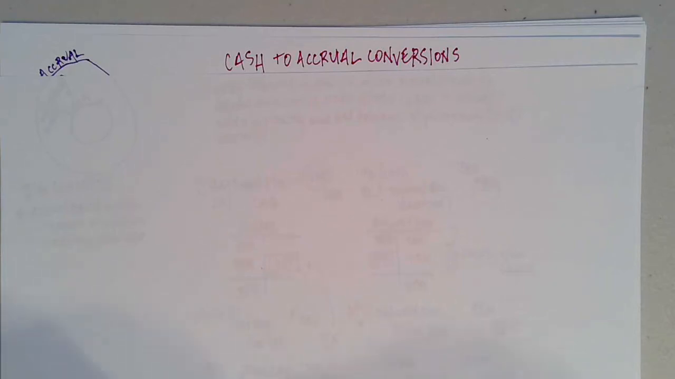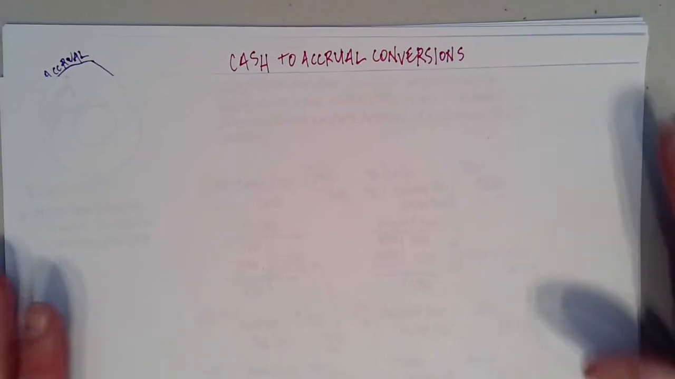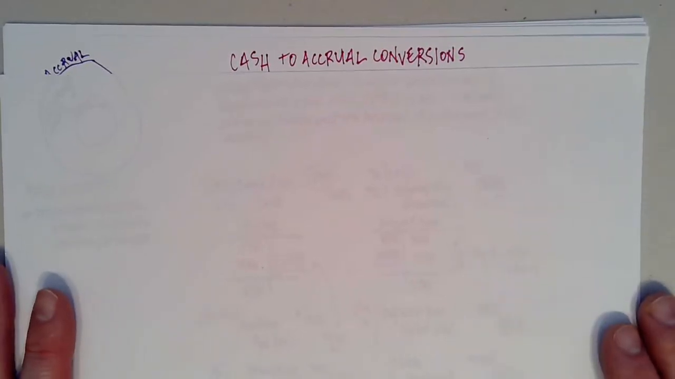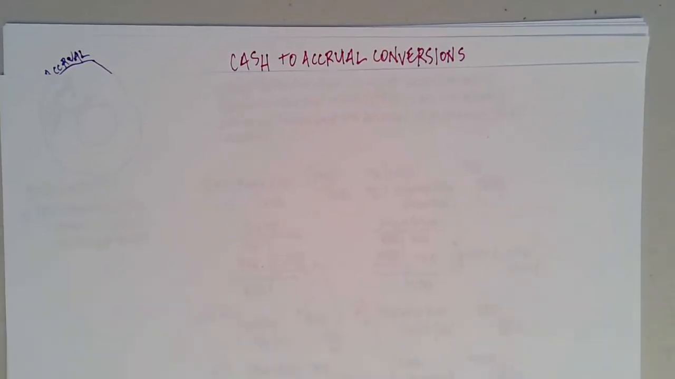So this week we're talking about cash to accrual conversions. Now, this might sound like we're converting from a cash basis system to an accrual based system, but that's not really what we're doing. All we're doing is working entirely within an accrual system. However, we're using cash information to determine what accrual adjustments may have been made, or we're doing it the opposite way. We're using accrual information to determine what the cash flows may have been.